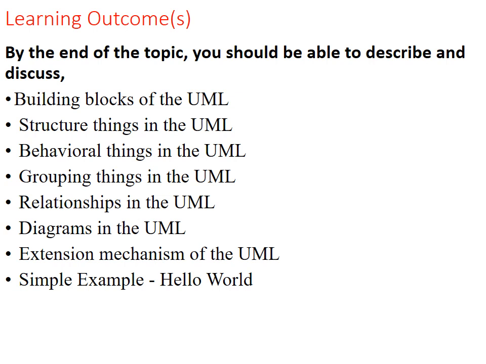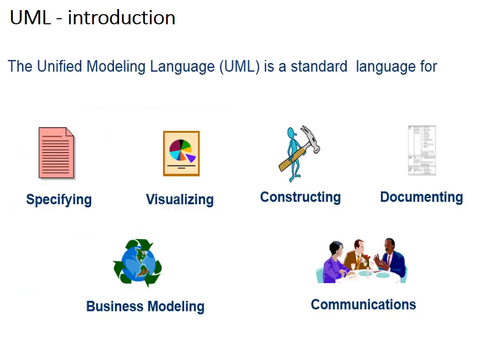So the learning outcomes are the building blocks of UML: what are the structural things, behavioral things, grouping things, relationships, what are the different types of diagrams in UML, and extension mechanisms, and of course from UML to simple Java programs or object-oriented programs. But in this module, actually, we are not covering the coding part, but from diagram to code, this is the life cycle.